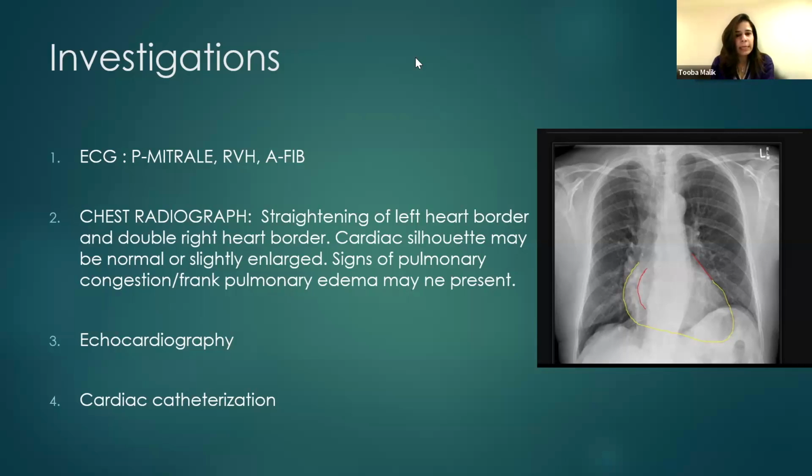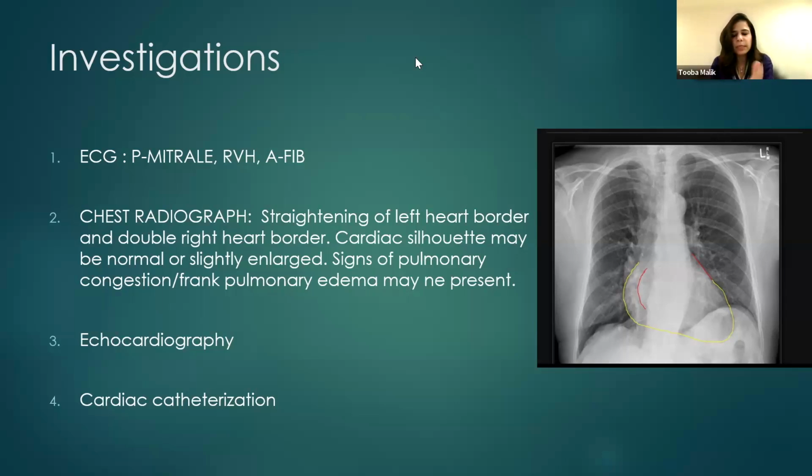Chest radiograph, again, as you can see, you will have straightening of your left heart border and double right heart border as well, which you can see on the right. Again, this is all because of your enlarged LA and right ventricular hypertrophy. The cardiac silhouette itself can be normal. You can have signs of pulmonary congestion on the chest X-ray, batwing appearance, pulmonary edema.